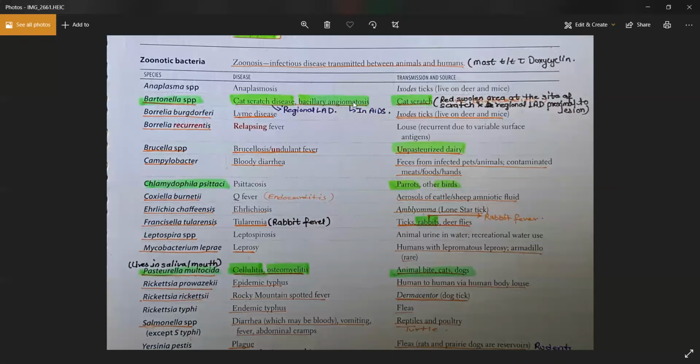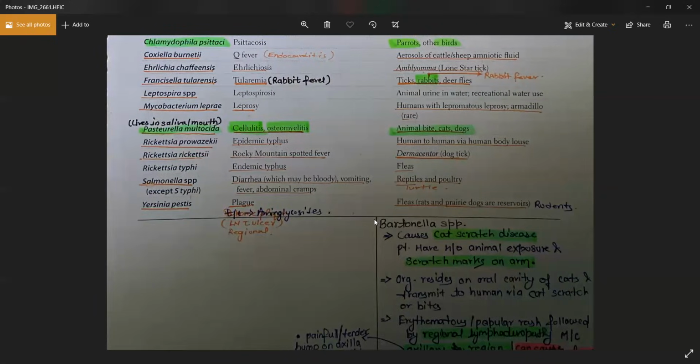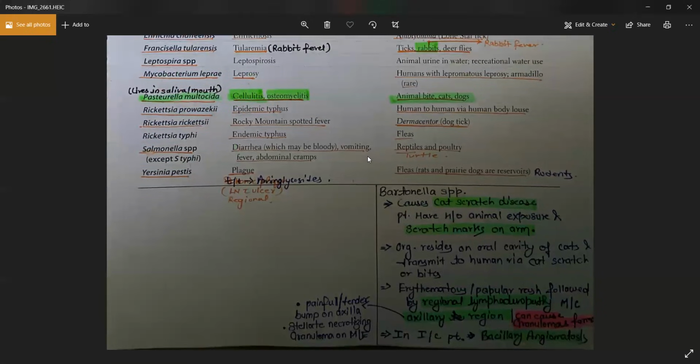There's a virus that can cause similar symptoms. Anyone remember the herpes virus name? Remember the name of the virus? What? HHV? Human herpes virus 8. Yeah, HHV8. Yeah, exactly. HHV8. Okay, remember these things.